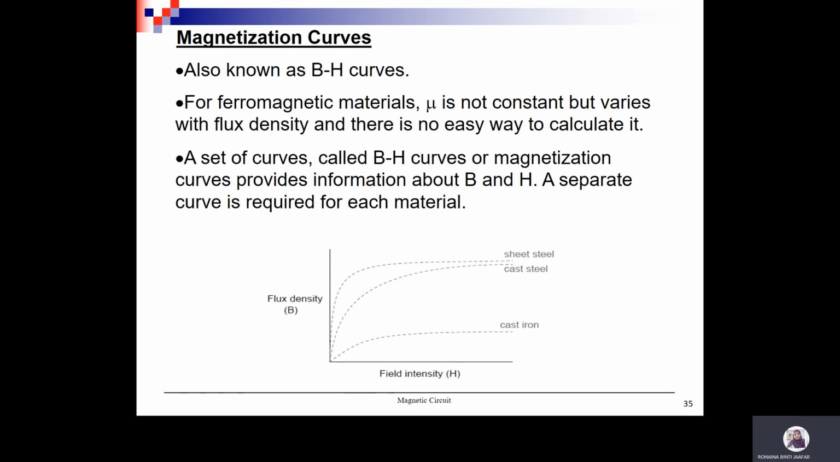Okay, the magnetization curve, also known as the BH curve. For a ferromagnetic material, mu is not constant but varies with flux density, and there is no easy way to calculate it. So in order to get the value, you have to refer to the BH curve. This is an example of a BH curve, and it depends on the material of your core. You have sheet steel, cast steel, and cast iron. The y-axis is your flux density B, and the x-axis is your field intensity H.